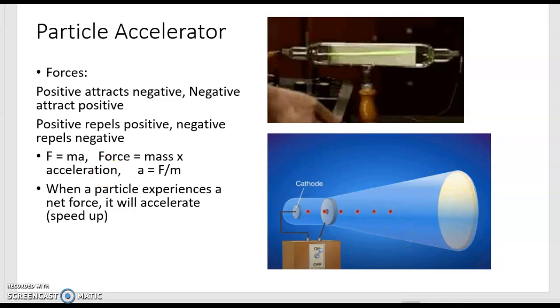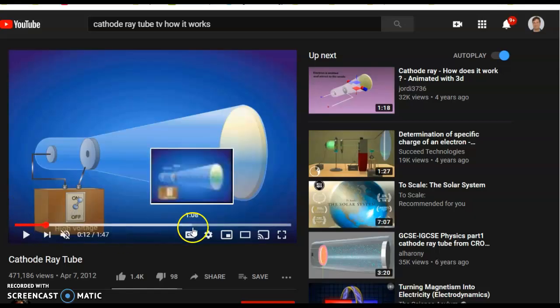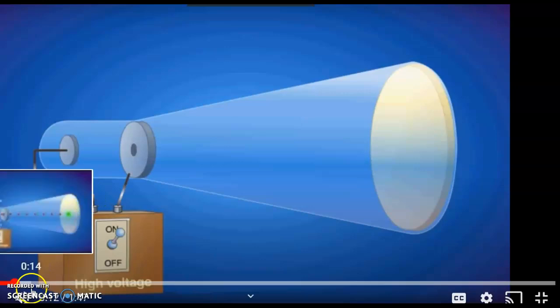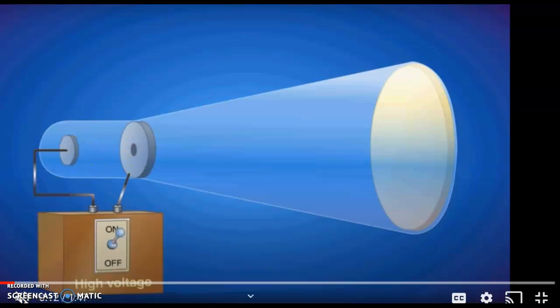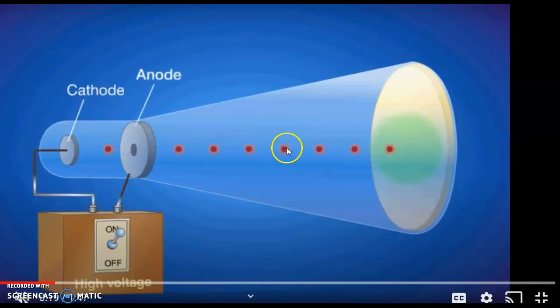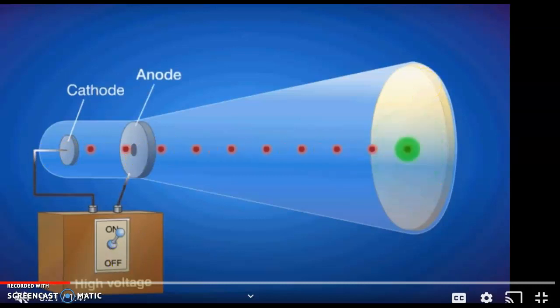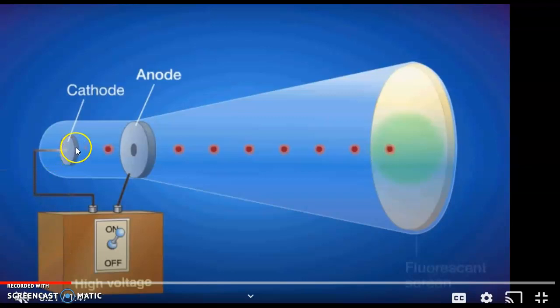Let me show you a quick animation of that. Okay, so here we have our plates, and let's just play that. And so you can see little particles coming off, accelerating from this plate to this plate, and then traveling through and hitting the screen over here. But the important part that I want to highlight is that there's a force on these particles, right? When we have a negatively charged plate and a positively charged plate, there's a force on these particles, and that force causes the particles to accelerate.